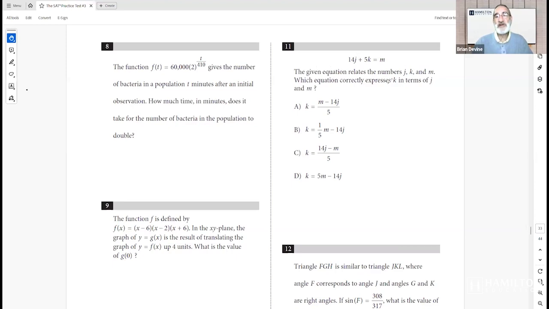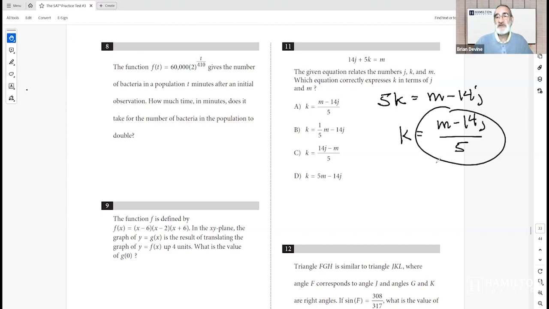Well, if I take 14j away from both sides, I'm going to have 5k would be m minus 14j. And then if I divide both sides by 5, I have m minus 14j over 5. And I look up and see that, well, this is A. So I choose A, and I got it right. I hope you did.